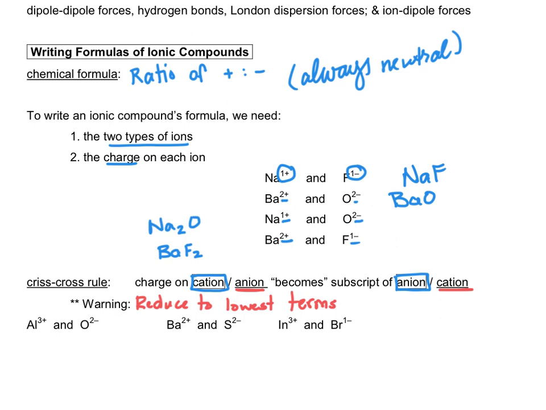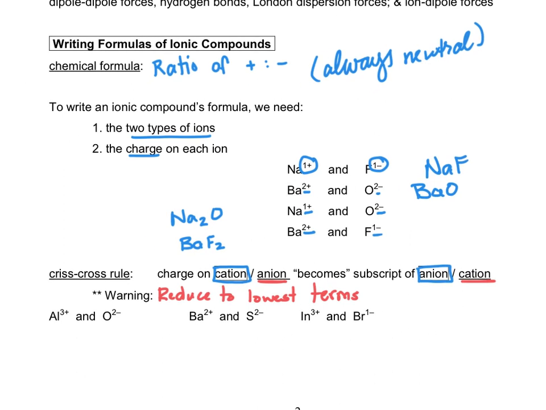So on this one, Al3 plus, aluminum, and then the oxygen. The 3 is going to become the subscript here, and the 2 will become the subscript there. So I have Al2O3. And just to double check, that gives me a total positive charge of 6 plus and a total negative charge of 6 minus. That gives me a total charge of 0.